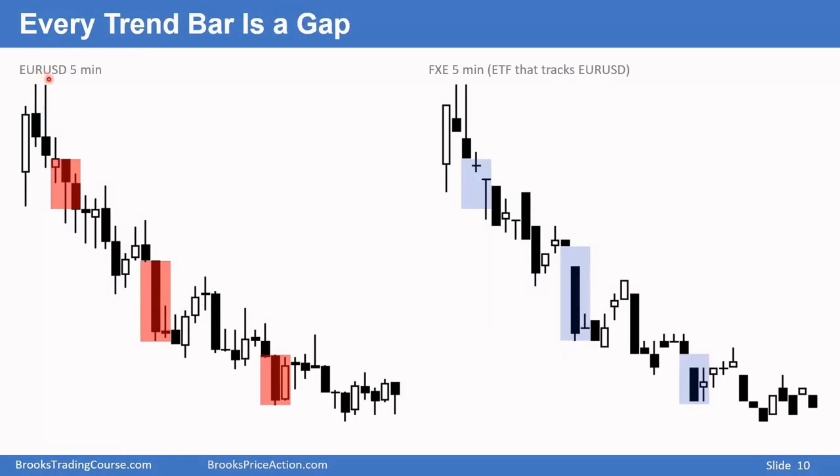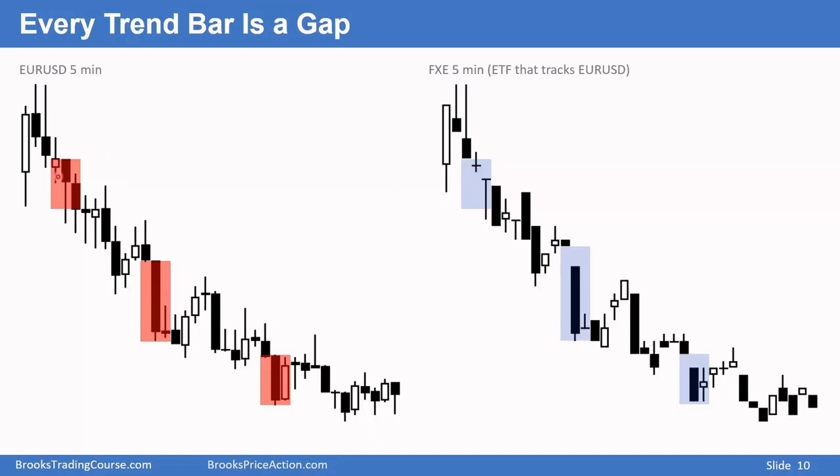This is the euro versus the dollar 5-minute chart. And this is the FXE. It's an ETF that tracks the euro. And you can see they're doing basically the same thing. One big difference is we have gaps on this chart. At the time I made this chart, the volume was not particularly heavy in the FXE. And whenever a chart does not have a lot of volume, it tends to have a lot of gaps.